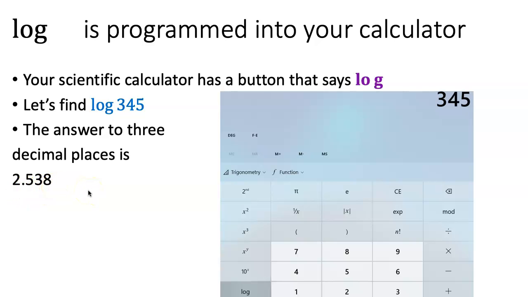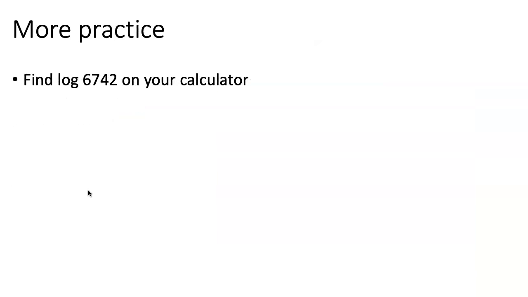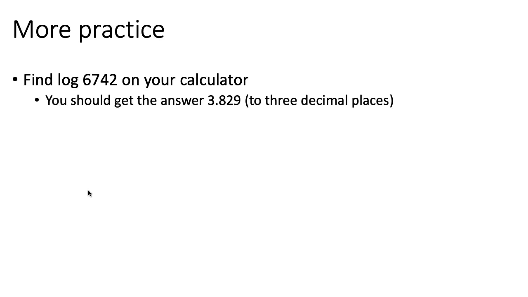Take a moment and practice that with whatever calculator you have and see what it takes to make it work, all right? Feel free to pause the video. Try another one. Find log of 6,742 on your calculator. Go ahead and pause the video. You should get, to 3 decimal places, 3.829.